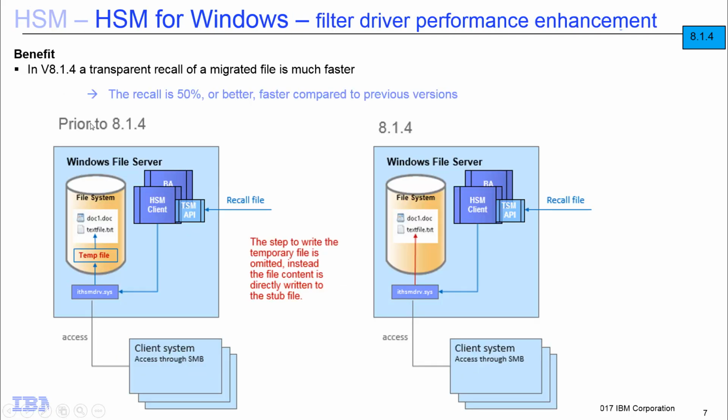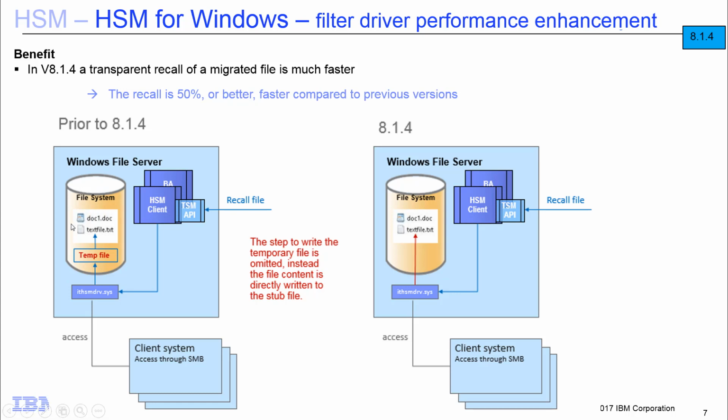Okay, moving on to space management. First of all, on HSM for Windows, we've enhanced the way that we recall files. So in version 8.1.4, when we do a transparent recall of a migrated file, you're going to see a performance enhancement of 50% or better compared to previous versions of HSM for Windows.